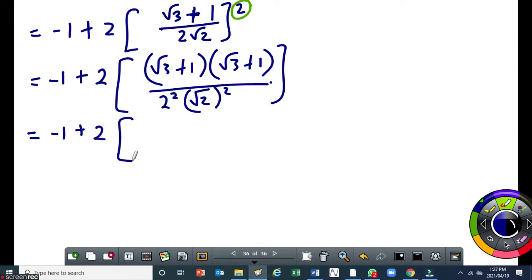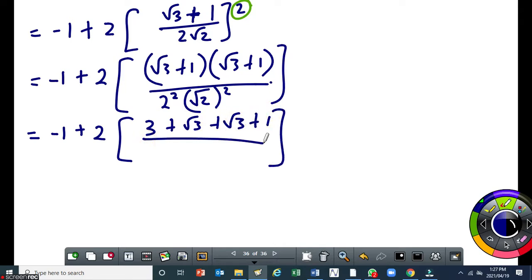Now let me remove the brackets in the numerator. Root 3 times root 3 give me a 3. Root 3 plus 1 give me a root 3. 1 times root 3 gives me a root 3. 1 times 1 gives me a 1. Then my denominator 2 squared is a 4, right? Square root of 2 all squared is going to give me a 2, so I'll end up getting an 8 there. Okay? Then let's simplify that.